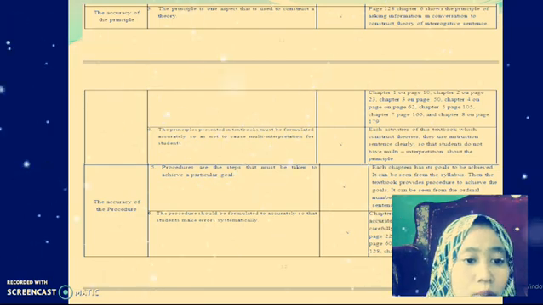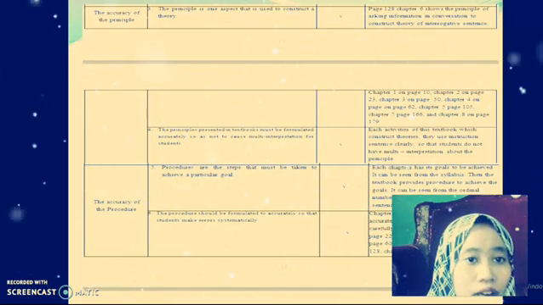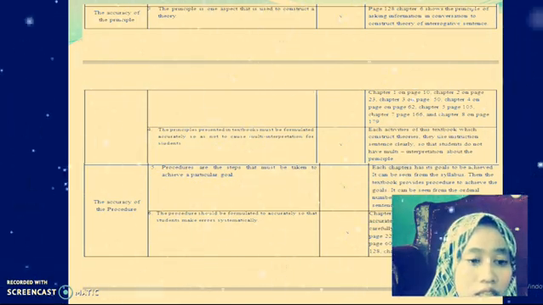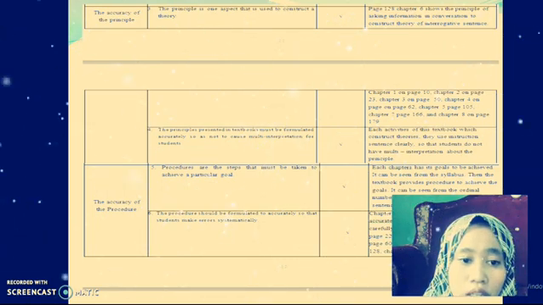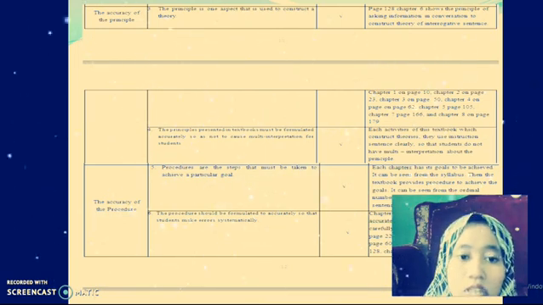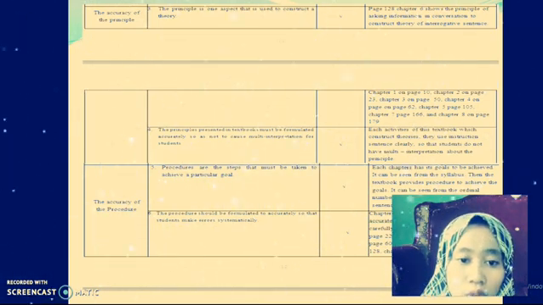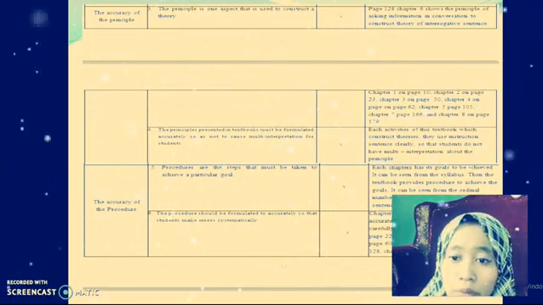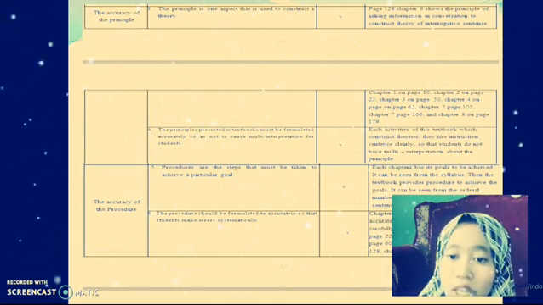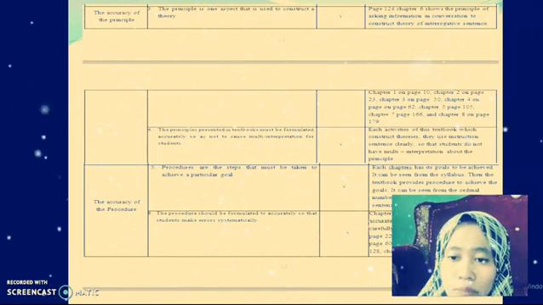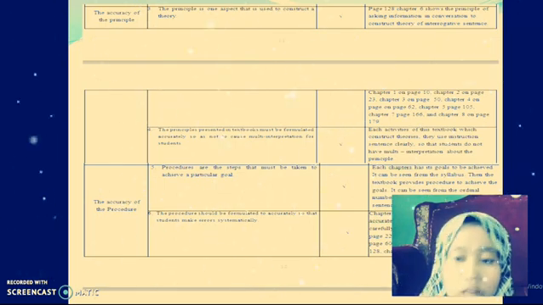And we come to the third point of the accuracy of the material. It is the accuracy of the procedure. The accuracy of the procedure is also divided into several indicators. The first indicator is that procedures are the steps that must be taken to achieve a particular goal. It is fulfilled by seeing that each chapter has its goals to be achieved. It can be seen from the syllabus. Then the textbook provides a procedure to achieve the goals. It can be seen from the ordinal numbers provided in the instruction sentences for every chapter.